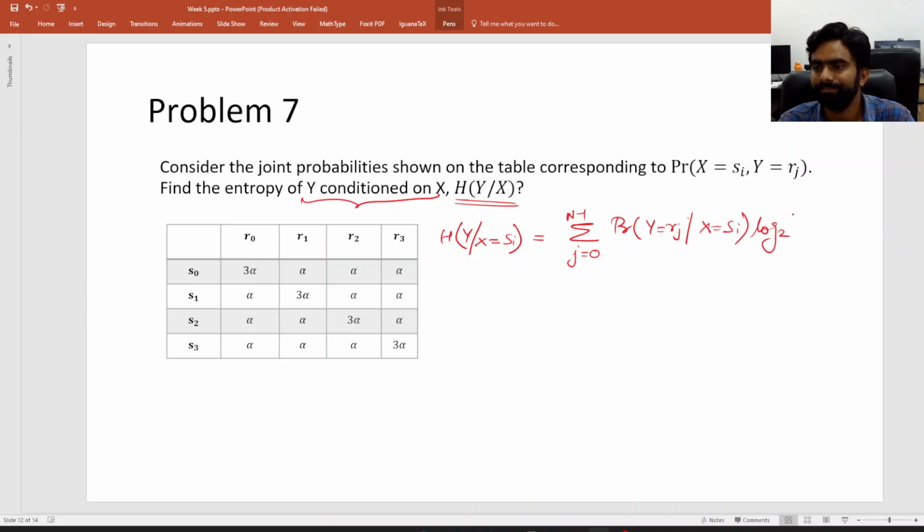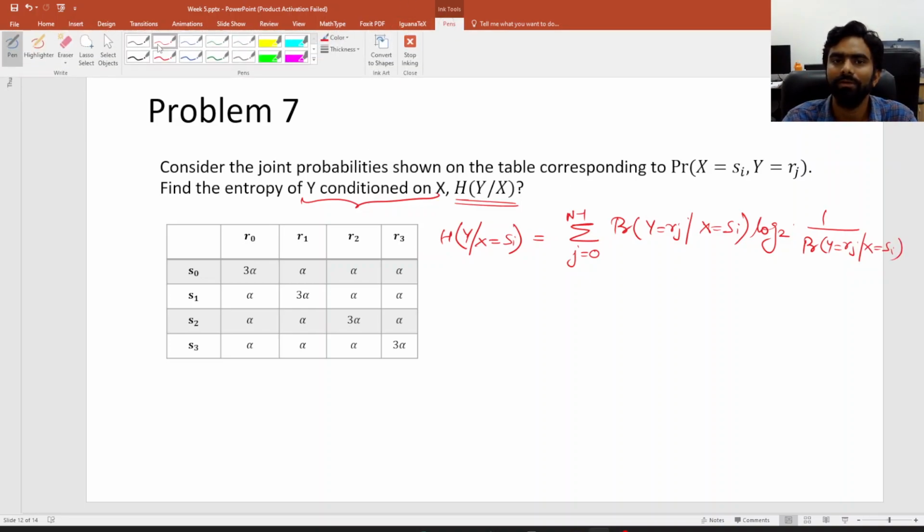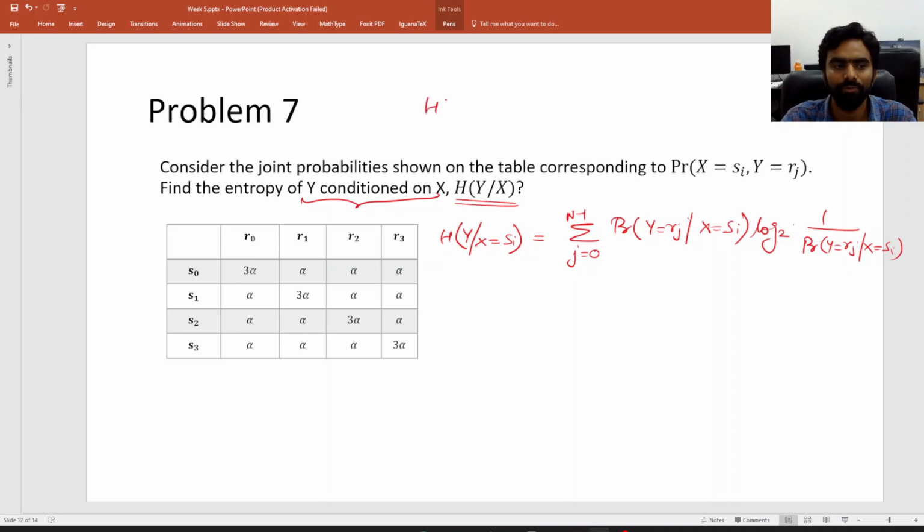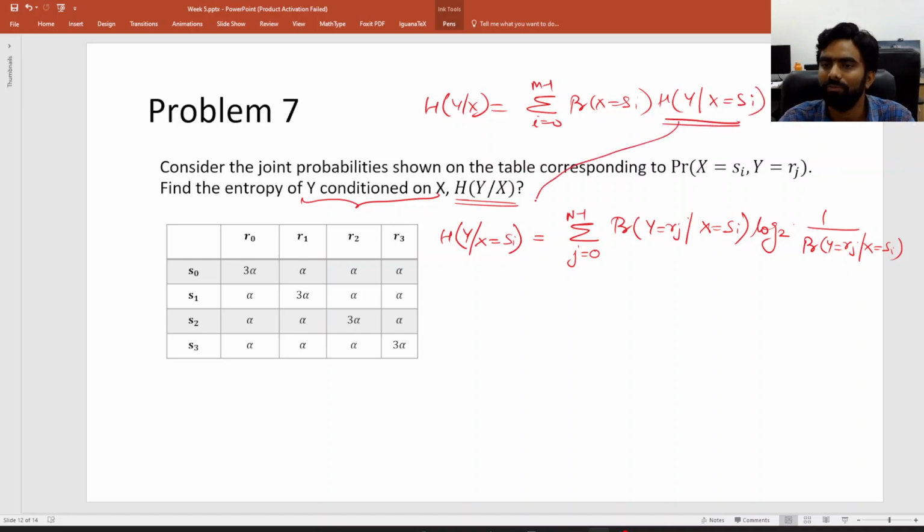Okay, sorry. The previous formula was also correct. Actually, I was confused. So H of Y given X would be sigma i equal to 1 to n minus 1, probability X equal to S_i, times H of Y given X equal to S_i. To calculate this one, we are using this formula.